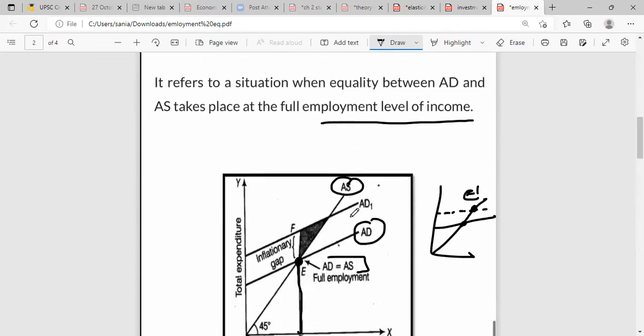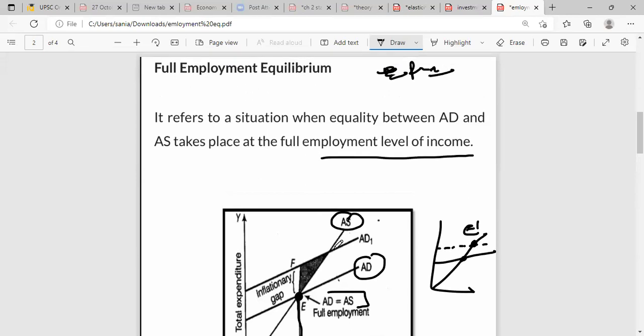It looks like this. Clear? So first of all, write the definition. Then I'll scroll down, you will draw the graph, then you will write the explanation of the graph. Clear?